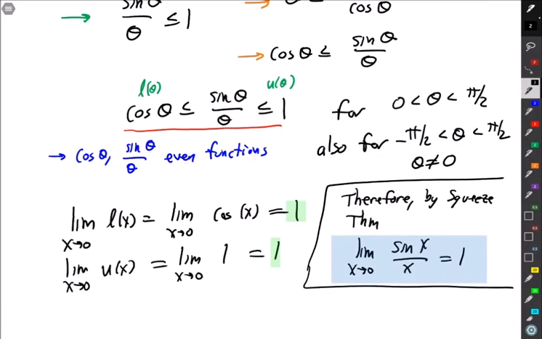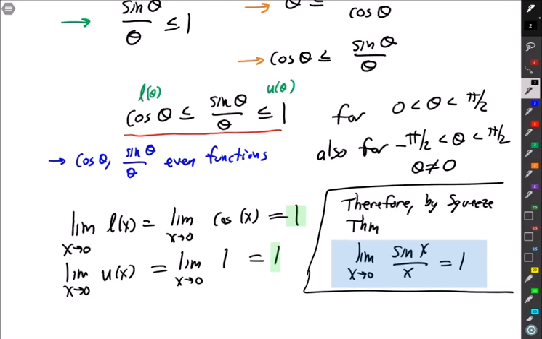So by using geometry, building up the appropriate inequalities we needed, and then applying the squeeze theorem, we get this limit that we thought we had from before, that sine x over x should go to 1 as x goes to 0. Now we want to use this to get the second limit. This is like an algebraic trick. Combined with this limit, it will give me the answer that I want.